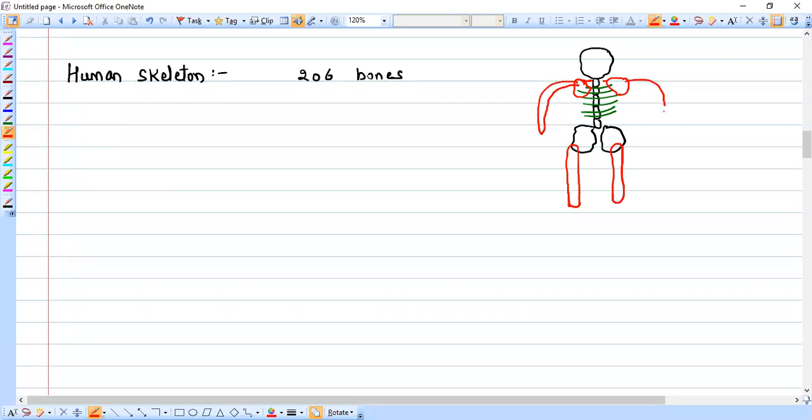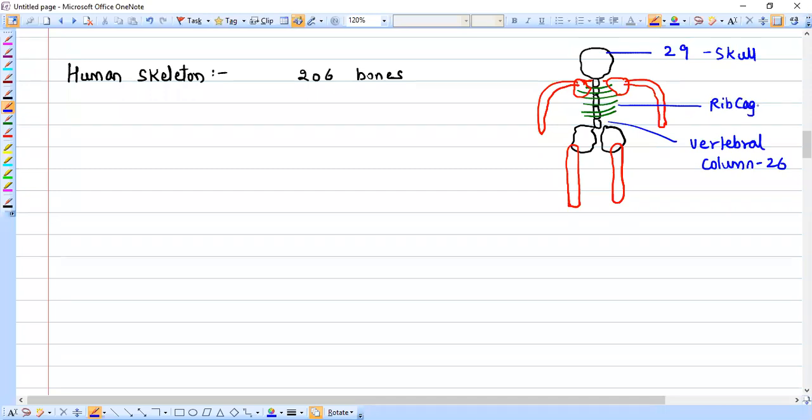So when I draw this, this will help me to understand the different number of bones that are present in my body. As far as the skull is concerned, remember skull has 29 bones. The black color one was the vertebral column. This is the vertebral column, which has 26 bones. The green color one is nothing but the rib cage. Rib cage has a total of 25 bones.